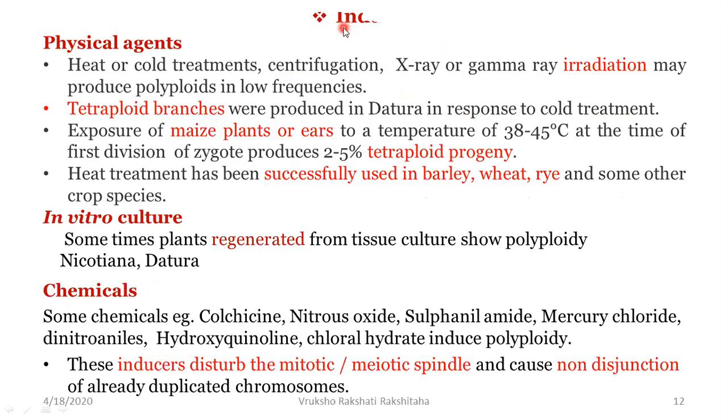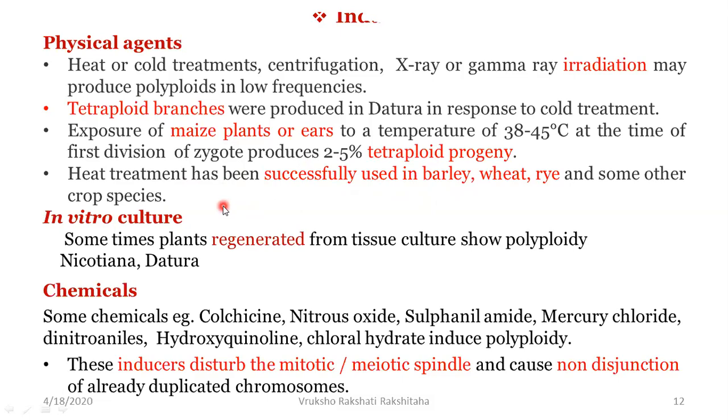Now let us look into the other type of autopolyploidy. It can even be induced by using physical agents: heat treatment, cold or chill treatment, centrifugation, X-ray or gamma irradiation. These may also produce polyploids. For example, when the Datura plant was given cold treatment, it was found that some of the branches were tetraploid. Similarly, when maize plants or ears of maize are exposed to a temperature of 38 to 45 degrees centigrade, especially at the time of the first division of the zygote, nearly 2 to 5% of the progeny produced was found to be tetraploid. Heat treatment has been successfully used in barley, wheat, and rye, and also some other crop species.